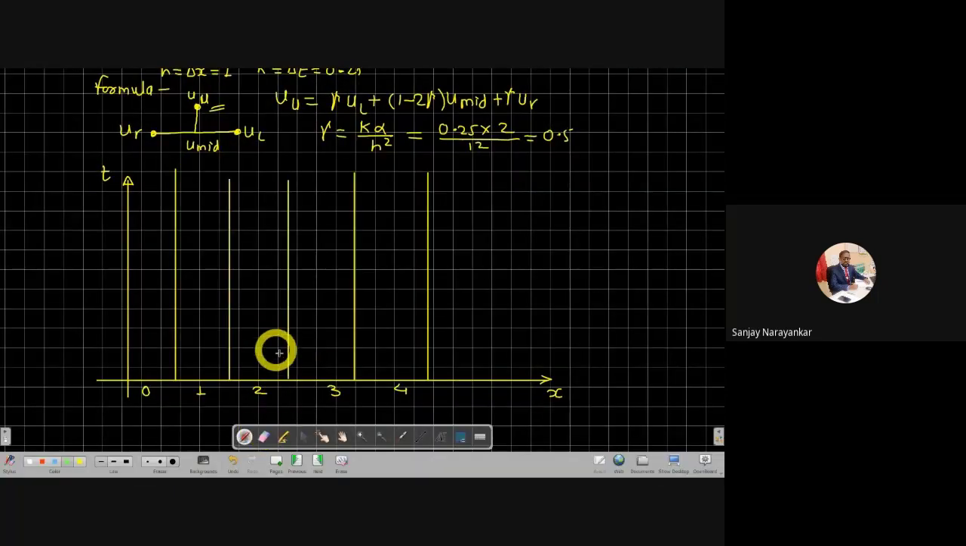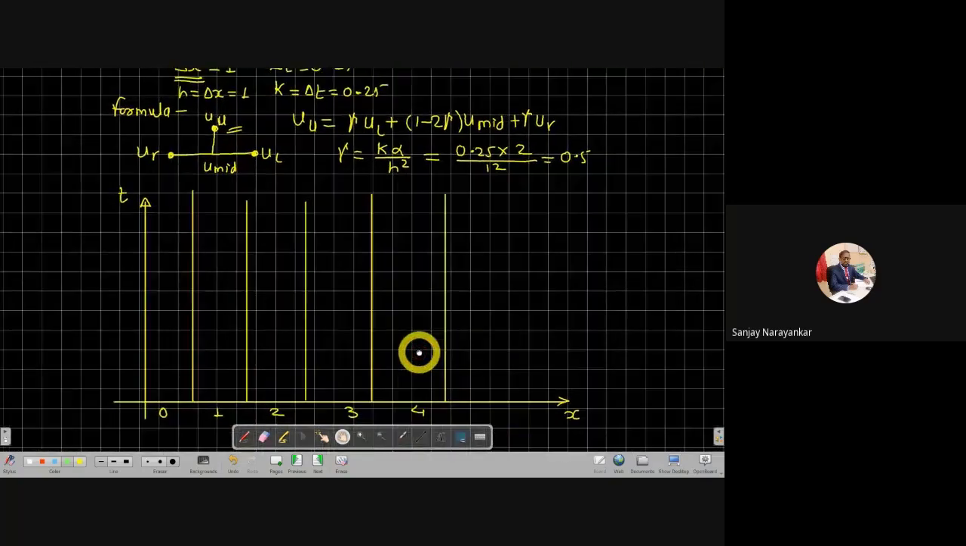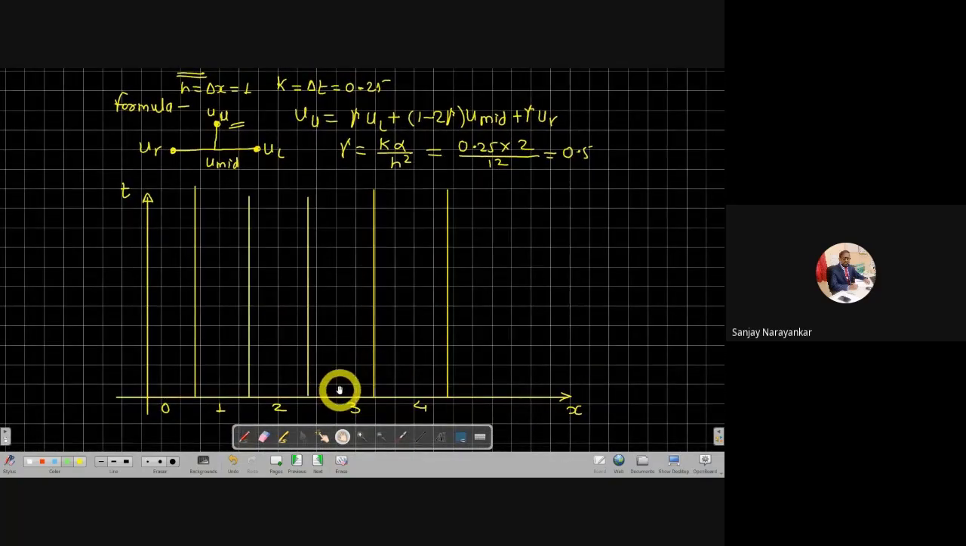I don't think we are in a position to continue further because the laptop battery is at the end.